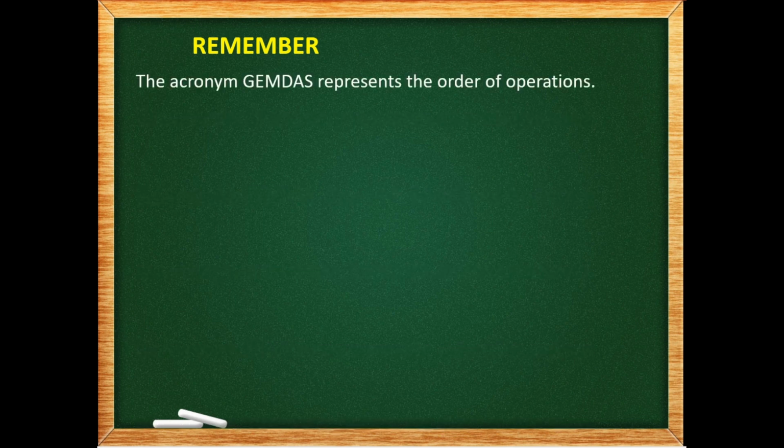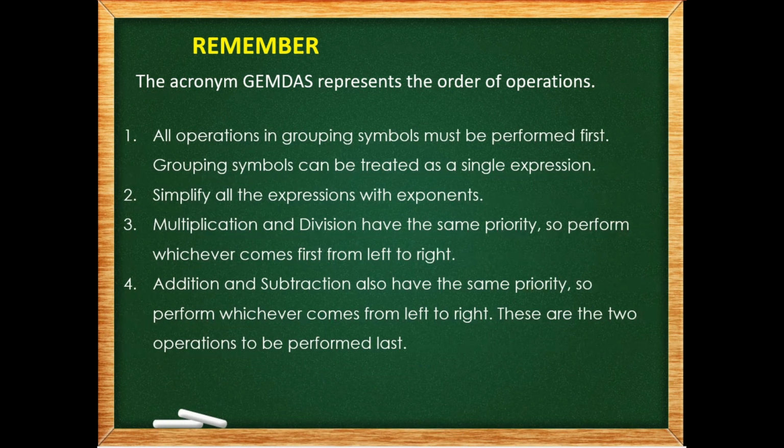I hope you have understood our lesson. So let's remember, the acronym GEMDAS represents the order of operations. First, all operations in grouping symbols must be performed first. Grouping symbols can be treated as a single expression. Second, simplify all the expressions with exponents. Third, multiplication and division have the same priority, so perform whichever comes first from left to right. And lastly, addition and subtraction also have the same priority, so perform whichever comes first from left to right. These are the two operations to be performed last.